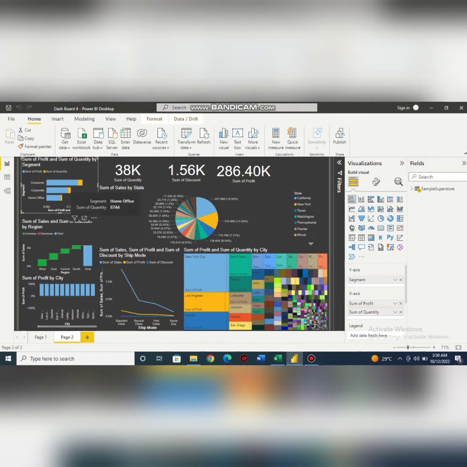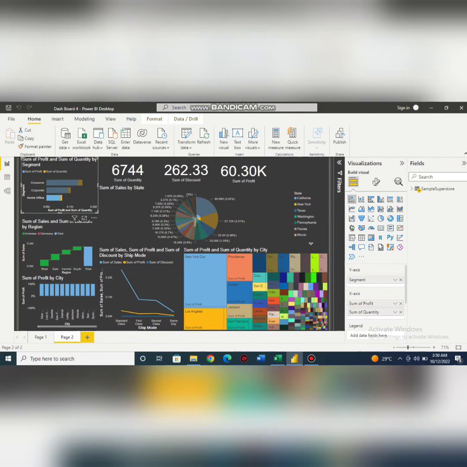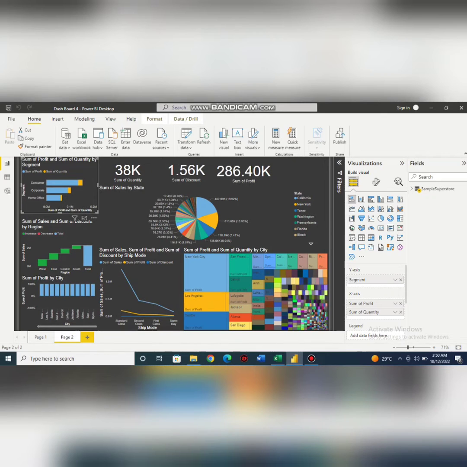The home office segment has the least quantity of sales generation, more in corporate and even more in consumer. This is a weak area of profit because the home office segment is generating the least profit. So we should work to increase the quantity in the home office segment to make more profit, to solve these business problems.